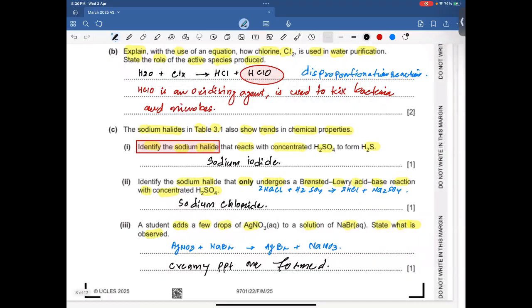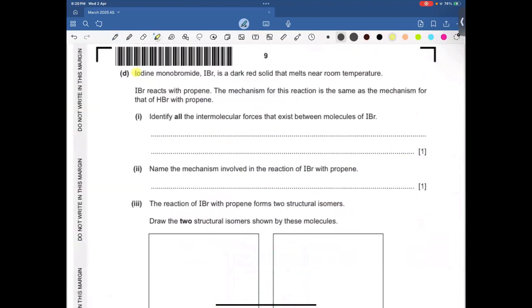All right. Next, iodine monochloride. Oh, sorry, iodine monobromide is a dark red solid. It is a solid, first of all. Second thing, iodine monobromide is basically an interhalogen molecule. We have discussed this in class, if you remember.